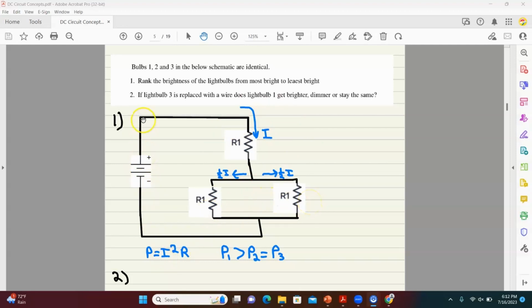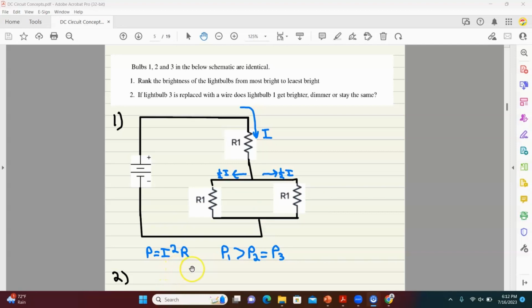This is because the battery draws current. All of the current will go through light bulb 1, and then once the current gets to this junction, it's going to split up, and half will go through light bulb 2, half will go through light bulb 3. The reason it splits up equally is because the resistances are all the same.